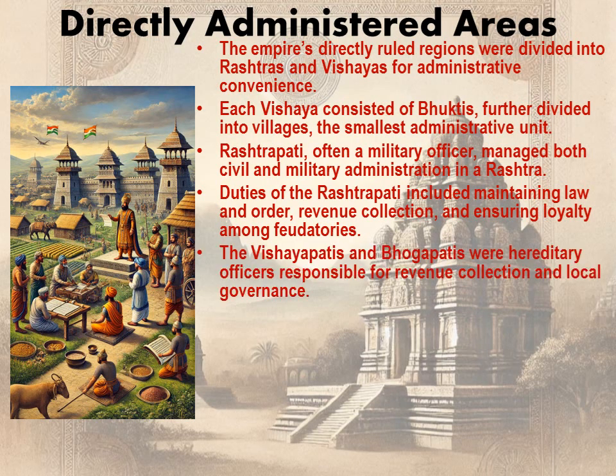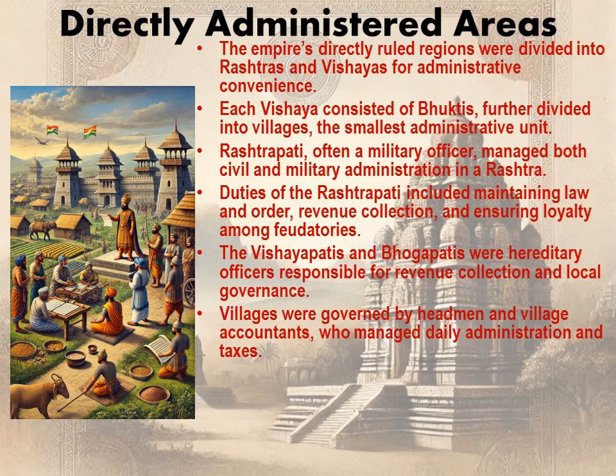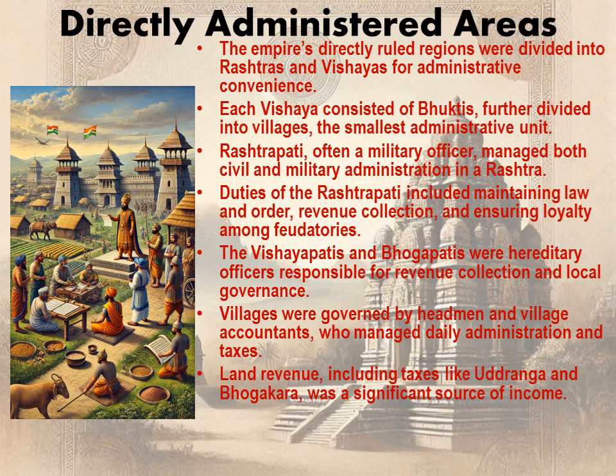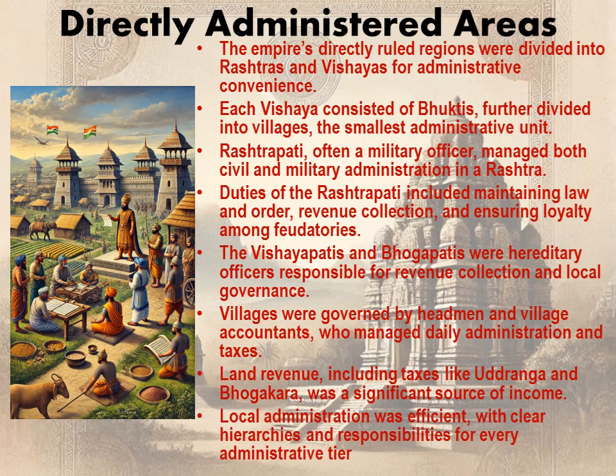The Vishayapatis and Bhogapatis were hereditary officers responsible for revenue collection and local governance. Villages were governed by headmen and village accountants who managed daily administration and taxes. Land revenue, including taxes like Udranga and Bhogakara, was a significant source of income. Local administration was efficient, with clear hierarchies and responsibilities for every administrative tier.